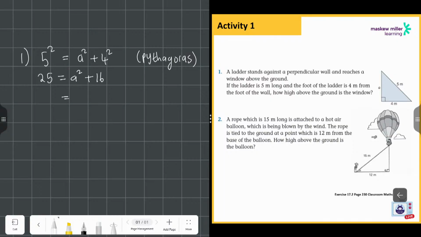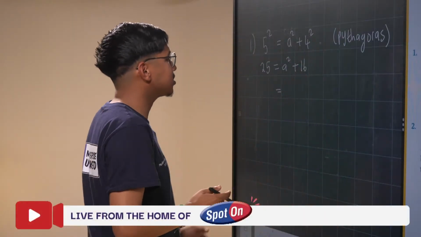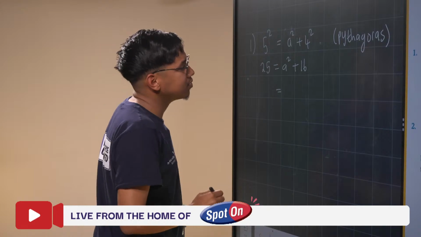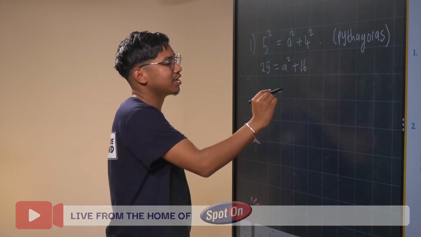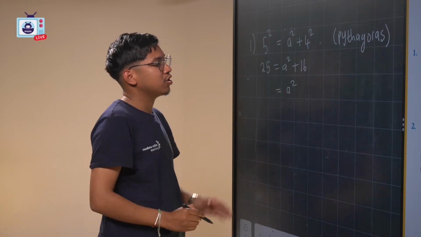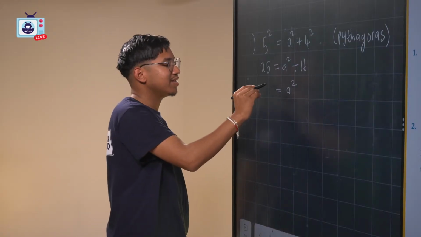So now I need A squared on its own. I want to isolate the variable, get the variable on its own. We know this because we've done it in equations when we needed to solve for x. So I will subtract 16 on both sides. If I subtract 16 on this side, I'm left with A squared. 25 minus 16 is 9.